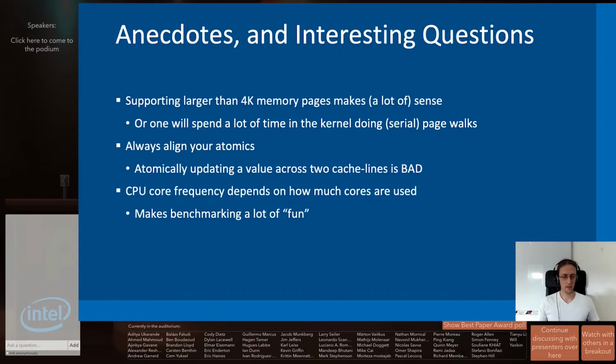And finally, modern CPUs have a feature so that they adapt the frequency of the cores depending on how many cores you actually use. And this is great, right? It increases responsiveness, but at the same time, it makes reliable and consistent benchmarking, I would say, a lot of fun, right? And we still haven't really solved this problem.